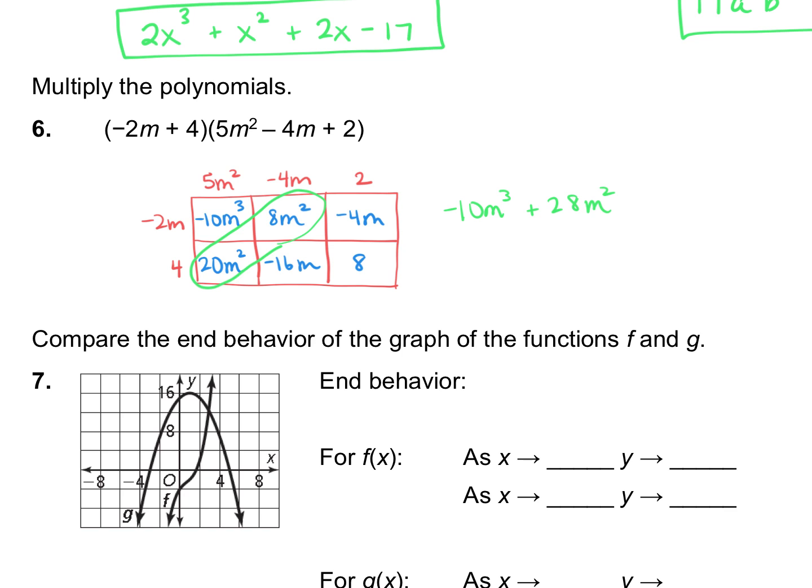Now we look for m to the first power. We have a negative 4m and a negative 16m. When we combine those, we get a negative 20m. And then that constant term of 8 just goes on the end, plus 8.